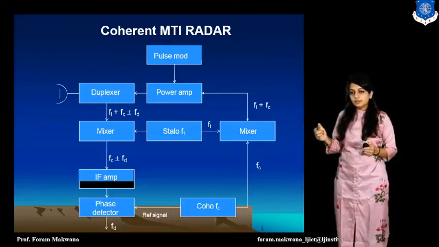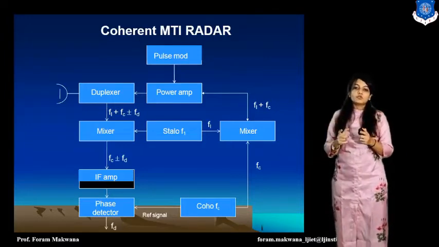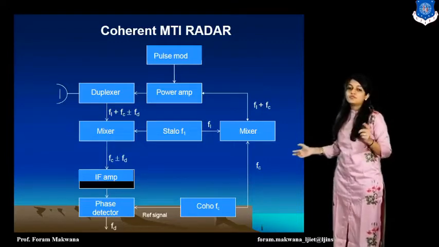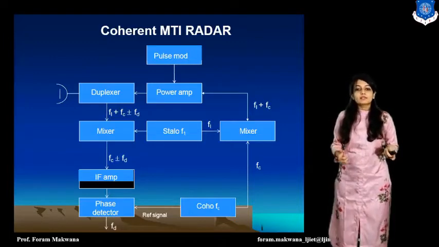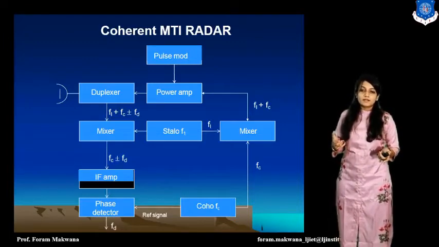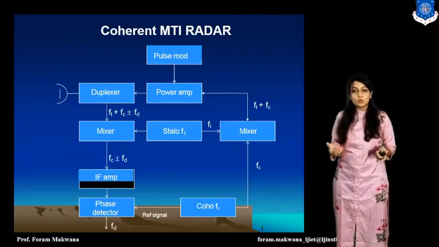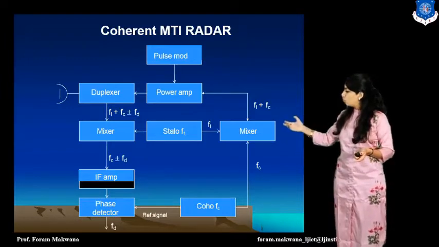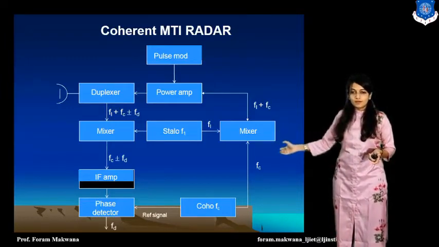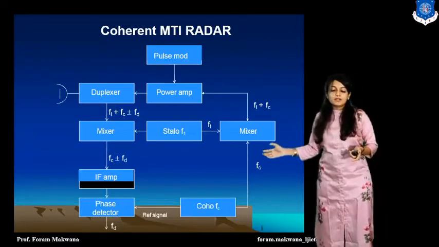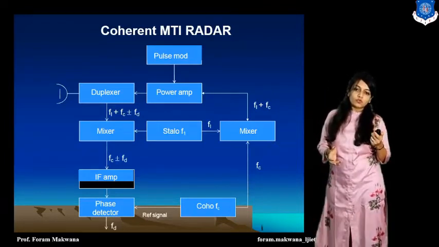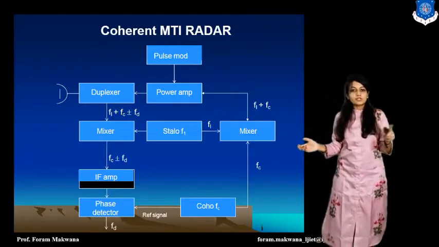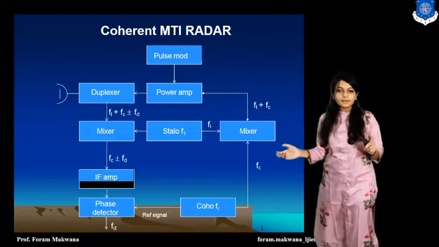Again, FC plus or minus FD is going to be applied to the phase detector. Why? Because our concern is to identify the drift in the frequency, the Doppler frequency. But before that we need to apply it to the IF amplifier. The IF amplifier will ultimately increase the amplitude of my received signal. It does not change the frequency.